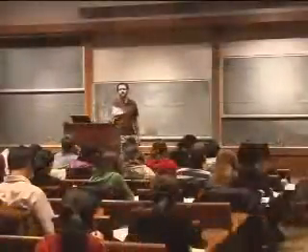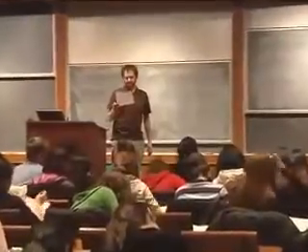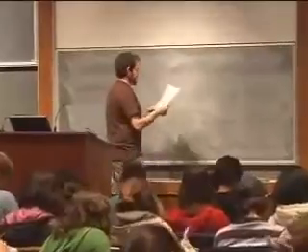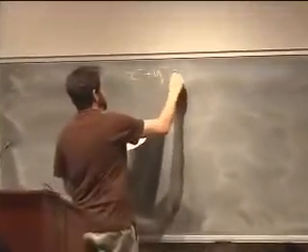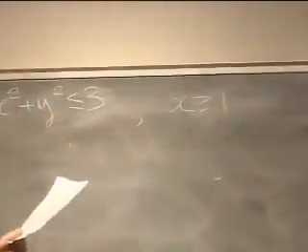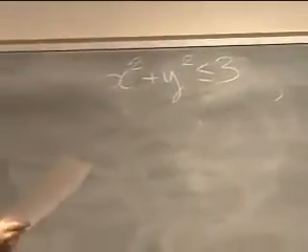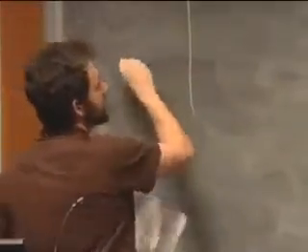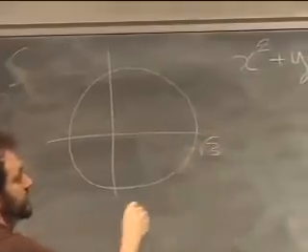All right, so I'm looking at January 2005, the final, and it's question 5. It says, inside the region where x squared plus y squared is less than or equal to 3 and x is greater than or equal to 1, find the rectangle of maximal area whose sides are parallel to the coordinate axes. So let's just draw the situation. It's a circle of radius root 3.